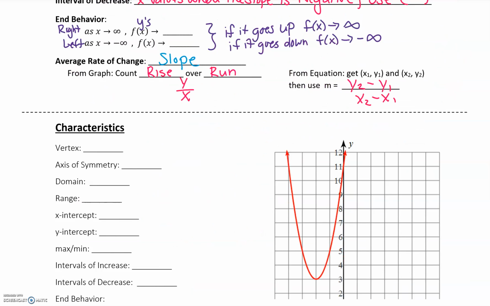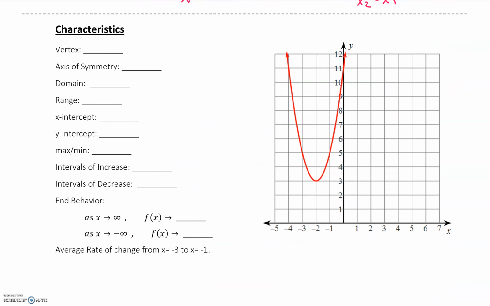All right, so let's actually look at finding all those characteristics on a graph, and we'll walk through this problem together. All right, so we have a graph that's graphed for us already. We're not graphing this one. We just need to identify the vertex. So remember, our vertex should be the lowest or the highest point. Okay, so it's going to be right there. It's the bottom of this graph. So we just need to identify the ordered pair. The ordered pair is going to be (-2, 3).